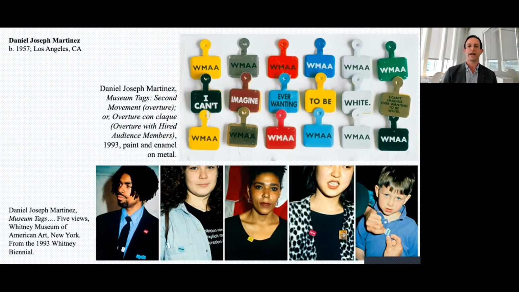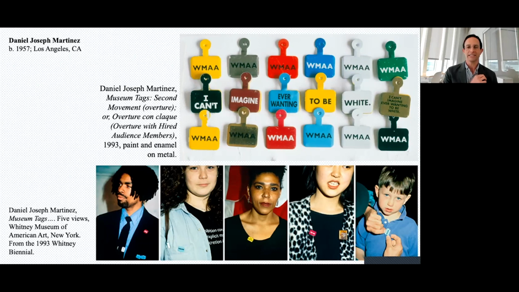At the '93 biennial, there was no more famous work than this piece by Daniel Joseph Martinez, which is called Museum Tags, Second Movement Overture, or Overture con claque, Overture with hired audience members. And what Martinez did was supplement the museum tags that visitors used to get when they visited the Whitney Museum of American Art. And he allowed some of them to have the Whitney's logo, WMAA, on them.